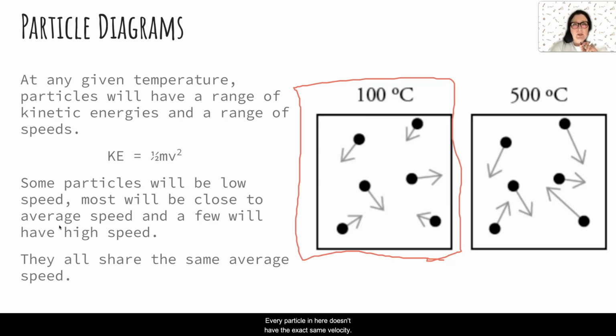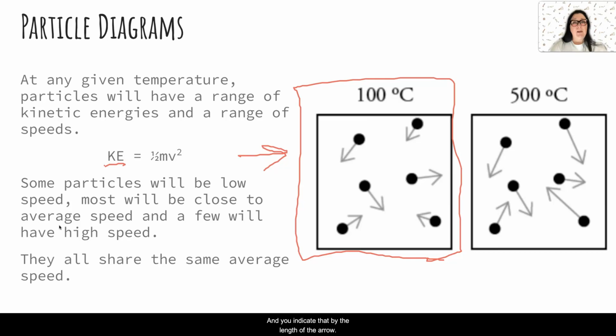Every particle in here doesn't have the exact same velocity. They have an average, so the kinetic energy value that we would get for this particular gas, depending on the temperature, we would have to know the mass, and then we would have the velocity. We could calculate the kinetic energy, but they don't all have the same velocity. They have differences, and it's an average of those velocities, okay? So it's an average. So some are moving faster, some are moving more slowly, and that's okay.